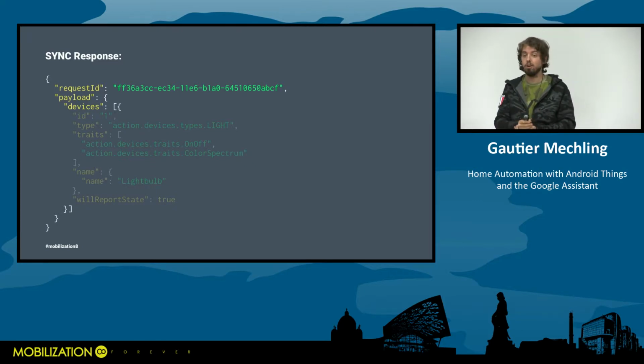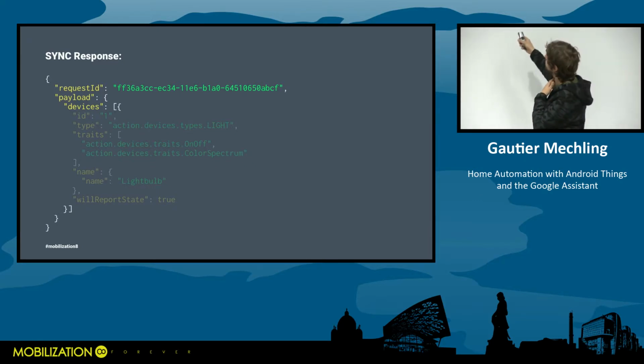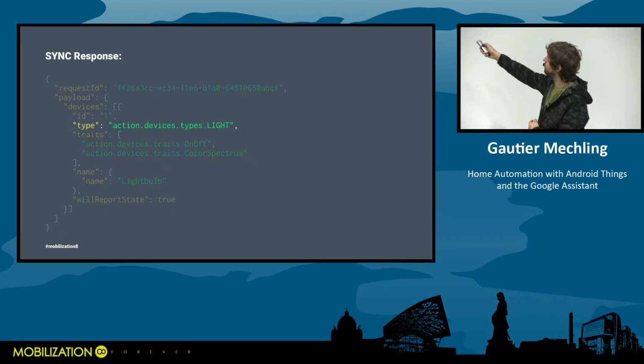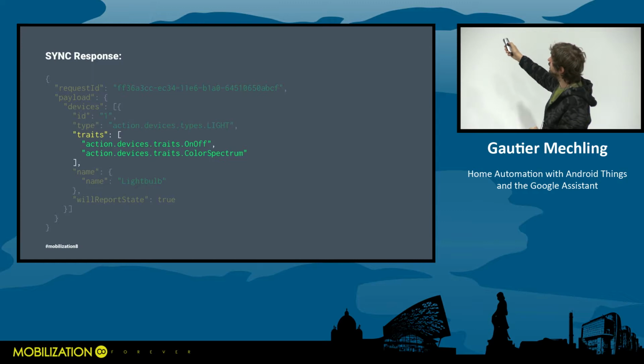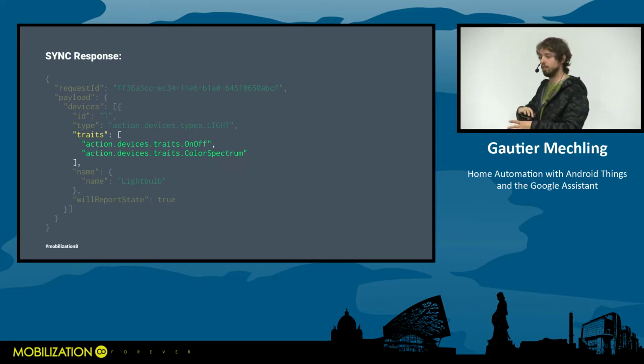So here is an example of what your web service should answer when it has that data. Here you just have to answer that in your home you have an array of devices. Actually, you have only one device, which is a light device. It's a light bulb. For the device, you have to specify some traits. Traits are some characteristics the device is capable of.